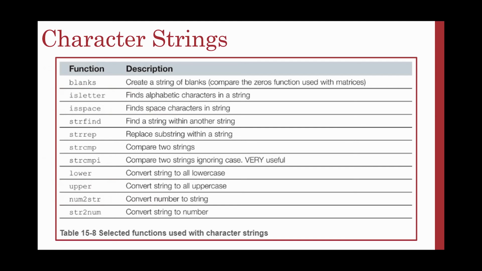We can compare two strings. We can compare two strings ignoring case. This is very useful because comparing two strings is case sensitive. If I want to do it in a case insensitive way, I have to put an i on it. You can convert a string to lowercase, you can convert a string to uppercase, you can convert a number to a string, and you can also convert a string to a number. The last one is very useful if you want to do some calculations on character strings, because without it, you're actually going to get numeric results because each character is stored in a numerical format.